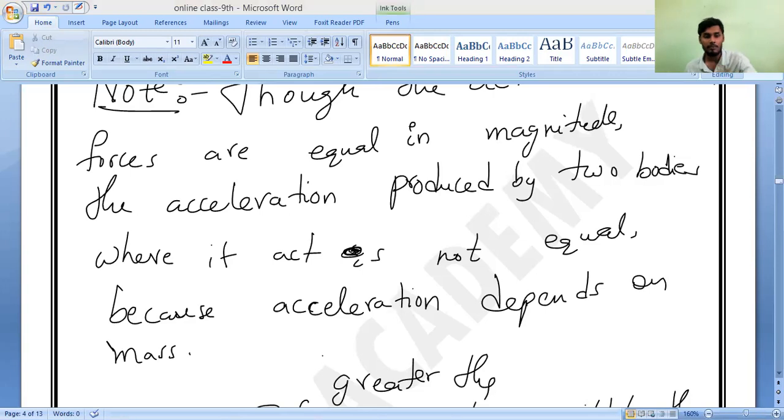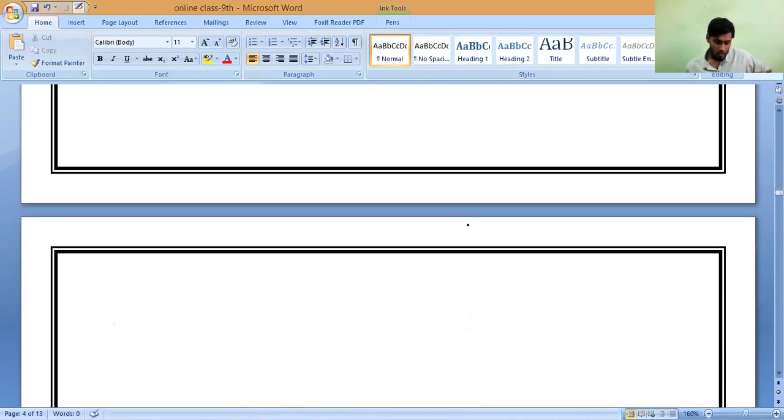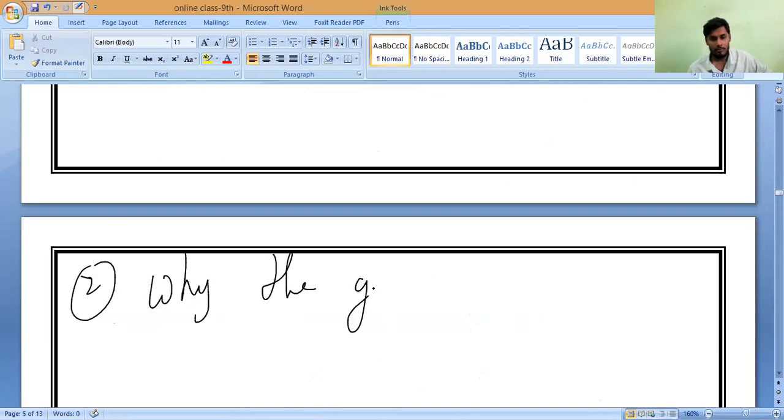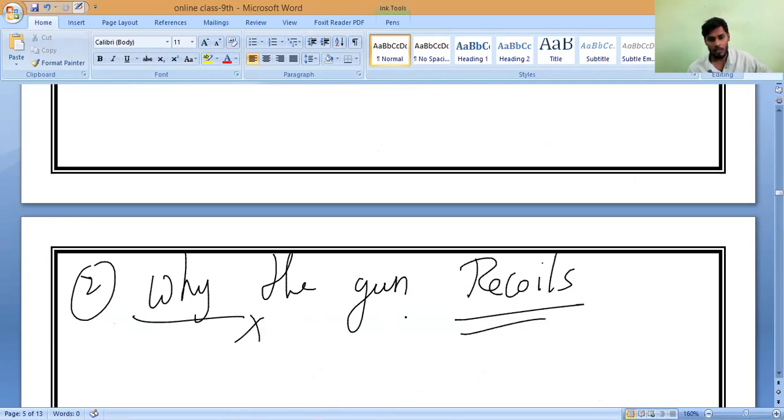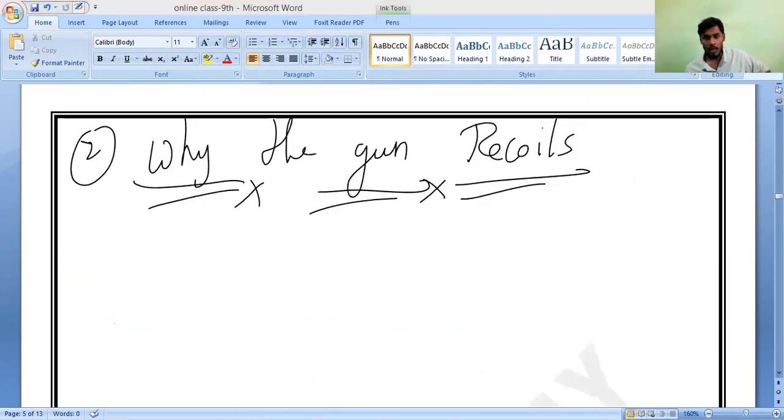So let's start the next one. Why does the gun recoil? Second example. What is the meaning of recoil? I think Monish already knows it because his father is an army man.